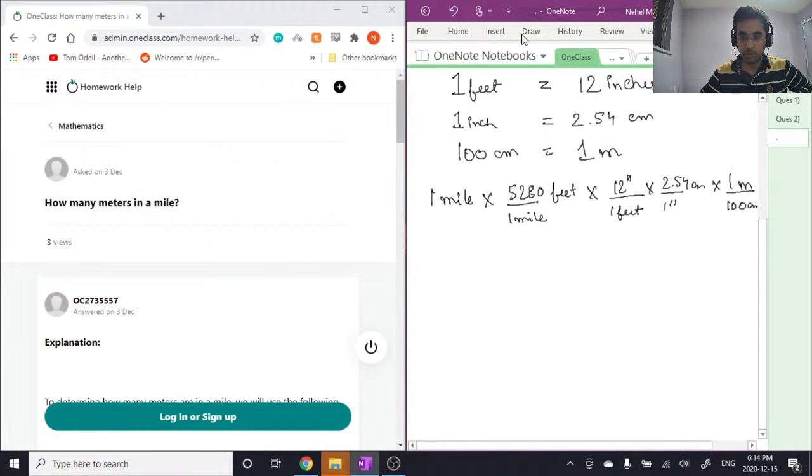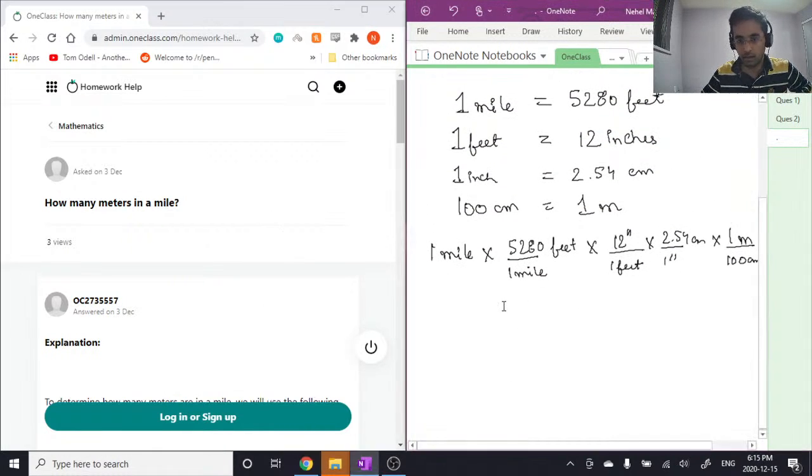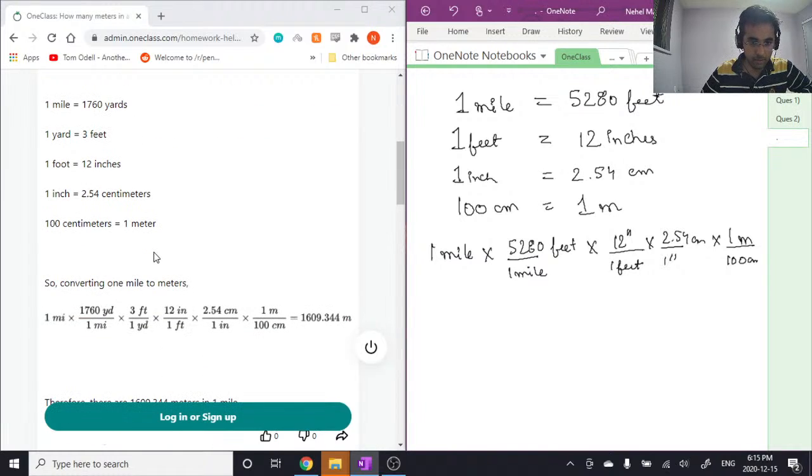So I'm just going to use a calculator to calculate this. So 5280 times 12 times 2.54 divided by 100. So the final answer should be 1609. Perfect.